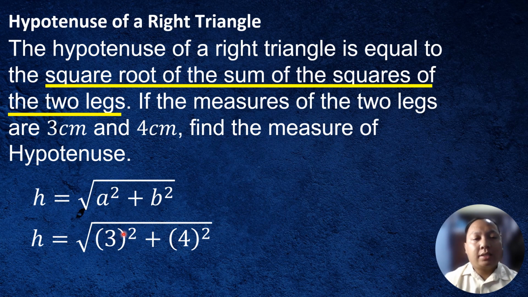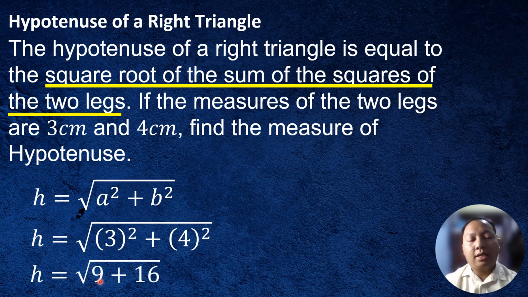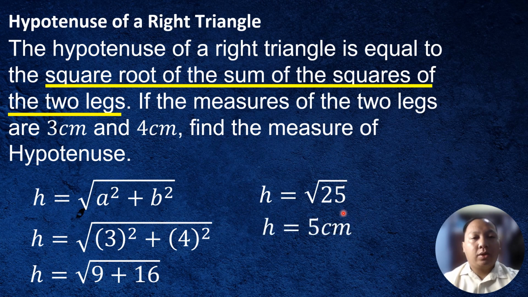Now, alam naman natin na ang 3 squared ay 9, 3 times 3. At ang 4 squared ay 16, 4 times 4. So, therefore, yung h natin ay magiging square root of 3 squared which is 9 plus 4 squared which is 16. Now, kung ipag-add natin yung 9 at 16, 9 plus 16, it is equal to 25. So, our h is equal to square root of 25. Now, alam naman natin na ang square root ng 25 ay 5. Therefore, the measure of the hypotenuse is 5 centimeters.